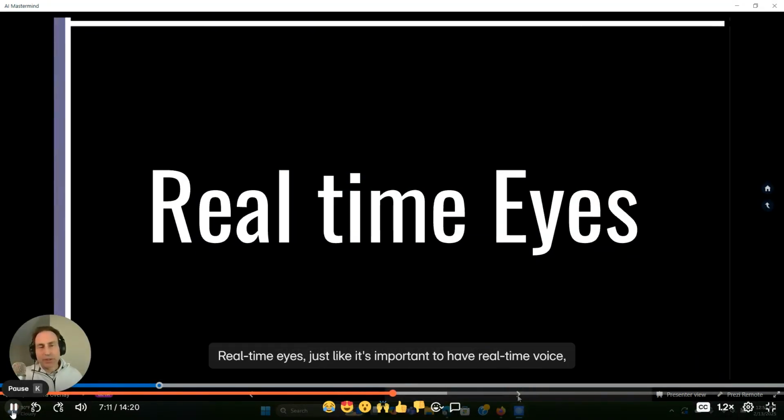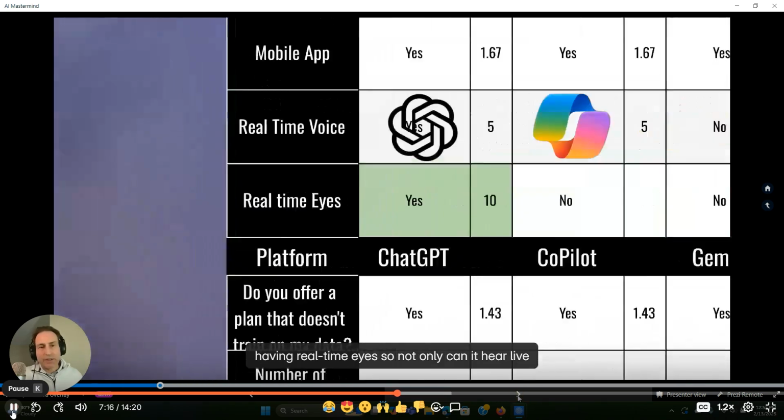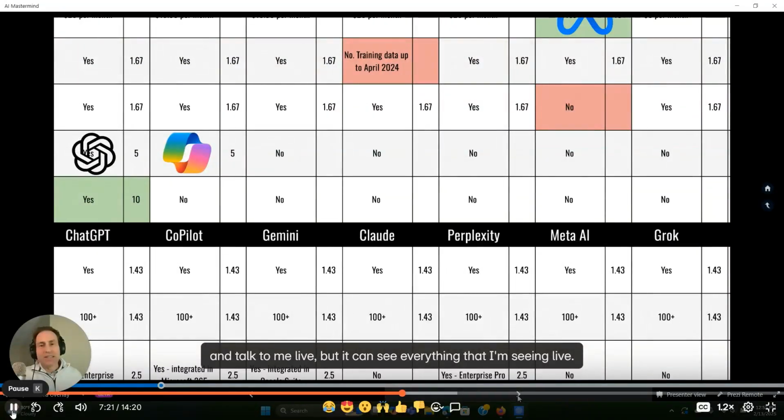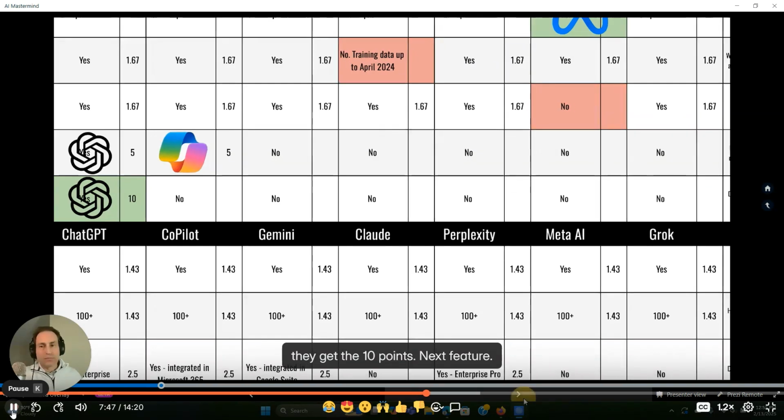Real-time eyes. Just like it's important to have real-time voice, having real-time eyes, so not only can it hear and talk to me live, but it can see everything that I'm seeing live. This is going to be huge as these generative AI tools evolve. I'm essentially going to have C-3PO with me all the time, the smartest AI assistant you can ever have that can hear me and see everything that I'm seeing. Right now, the only one who has that is ChatGPT 4.0. They get the 10 points.